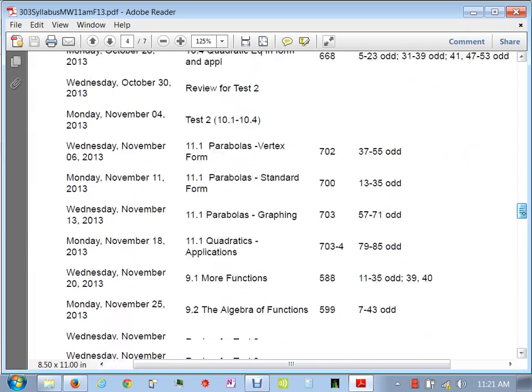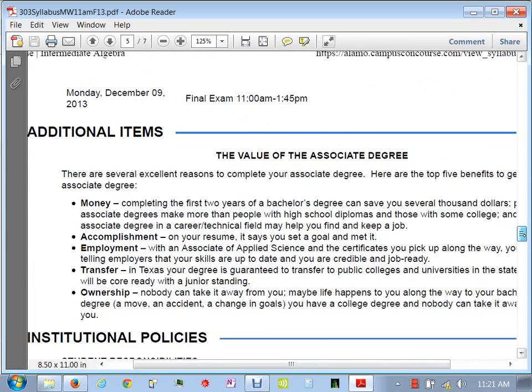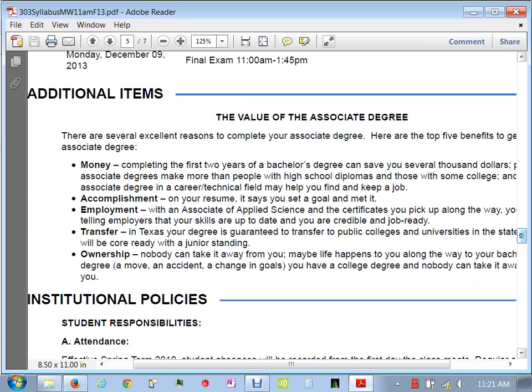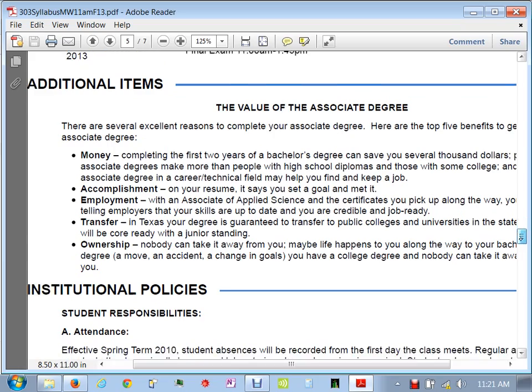What else is here? Additional items, the value of an associate's degree. The college is trying to really push people to go get an associate's degree. Even if you're going to get the bachelor's degree, get the associate's first. And so here's a little statement about why you should do it.